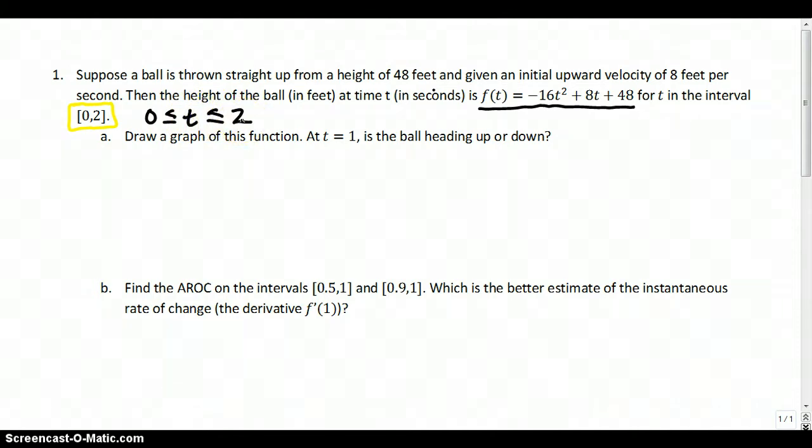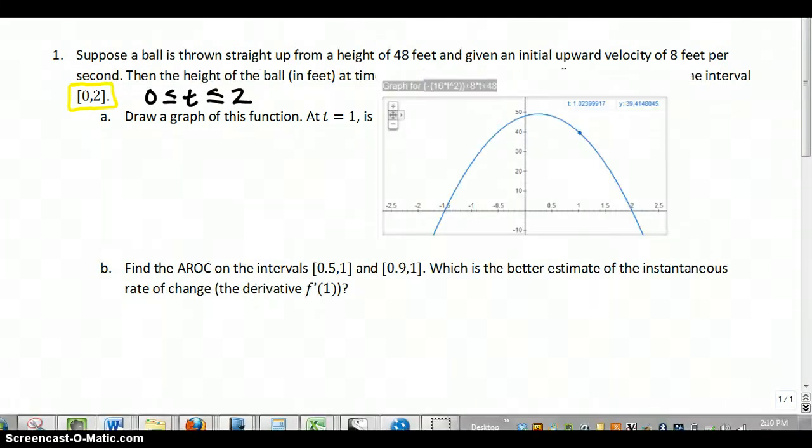The first thing that we want to do is to draw a graph of the function and use the graph to see whether the ball's heading up or down. To graph this, I put it into Google and just said graph the function and wrote out the function, and you can see the graph that I got. To see whether it's rising or falling, look at this blue dot that's right here, and you'll see that at t equal 1 second it looks like the graph is going down, so the ball is falling, or the height is decreasing.